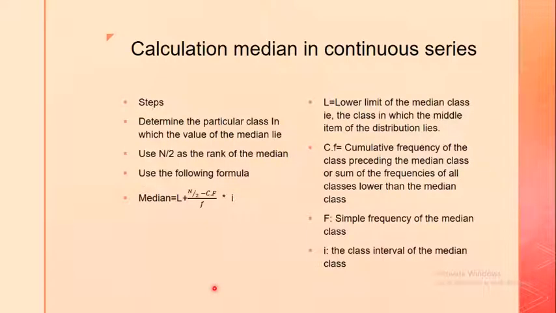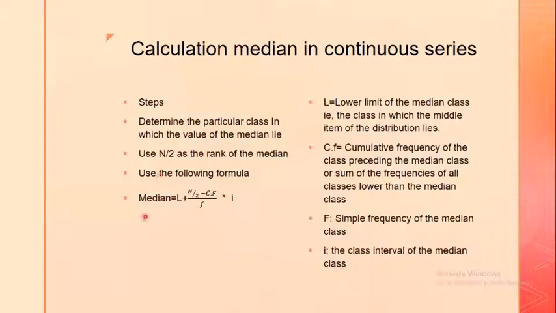Now we will find out how to calculate the median in a continuous scenario. Certain steps are given over here. You have to follow the steps. Determine the particular class in which the value of the median lies. Then you have to use N by 2 as the rank of the median. Instead of N plus 1 by 2, you have to use N by 2. Then you have to use the formula.